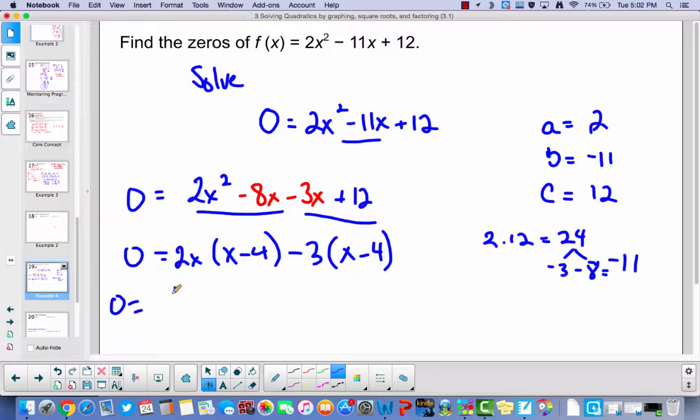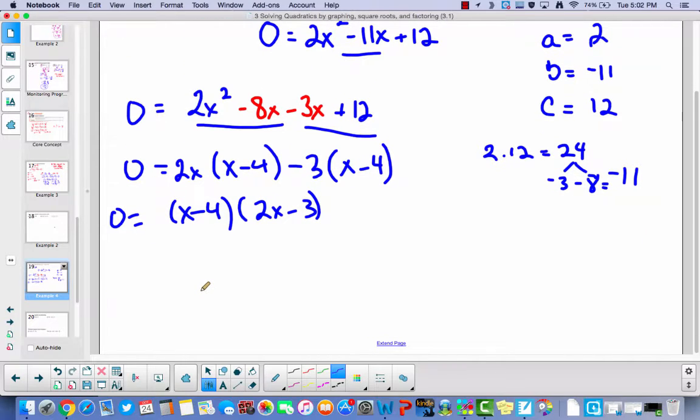So 0 equals, taking that x minus 4 out, we're left with 2x minus 3. Now, because this coefficient is a 2, we have to actually set this up and solve this. We can't just say it's positive 3 because we've got to set it up and solve it. If x minus 4 times 2x minus 3 equals 0, either this is 0 or this is 0. So either x minus 4 equals 0 or 2x minus 3 equals 0.